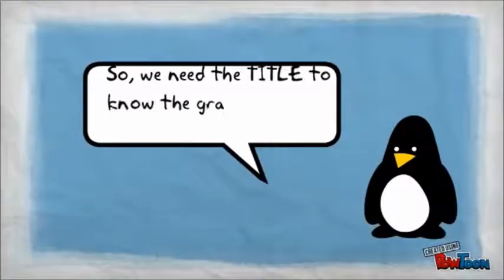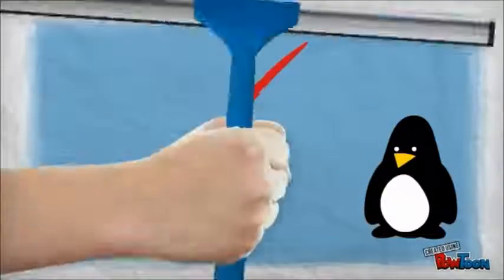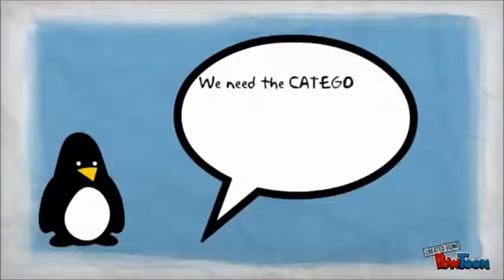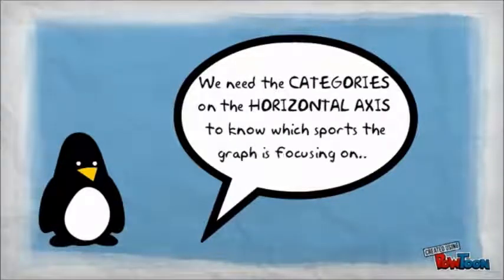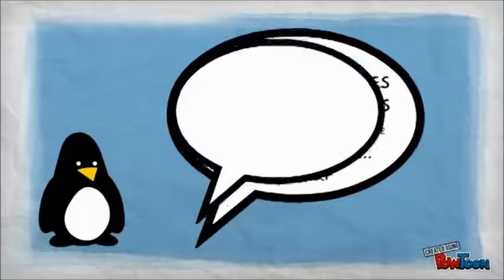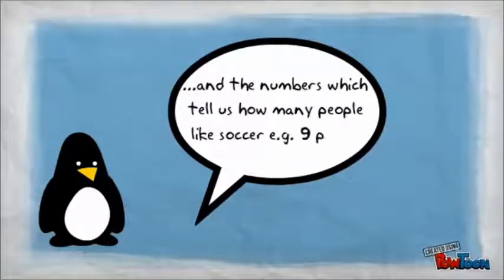So, we need the title to know the graph is talking about favorite sport. Ding! We need the categories on the horizontal axis to know which sports the graph is focusing on, e.g. soccer, and the number which tells us how many people like soccer, e.g. 9 people. Ding!